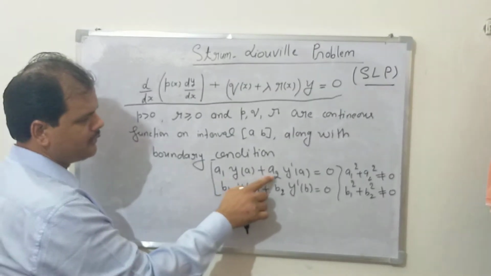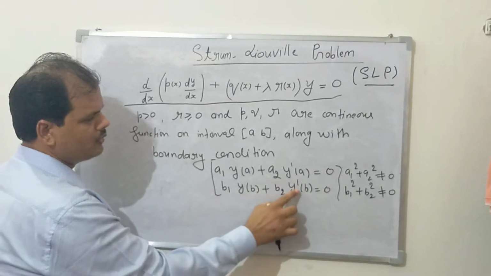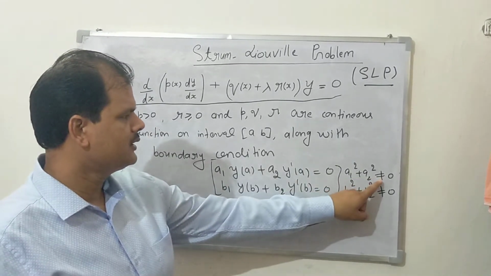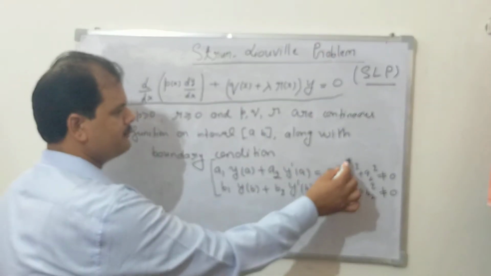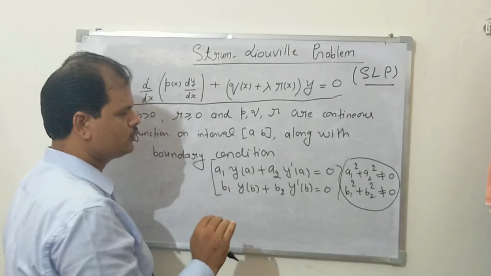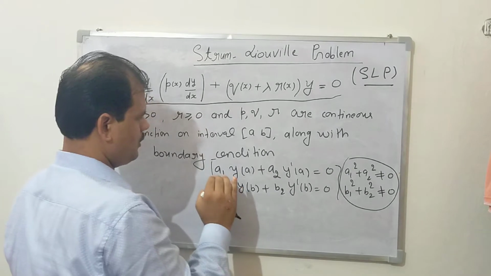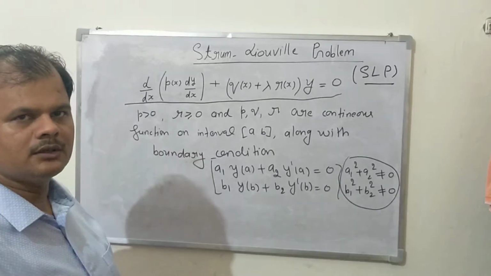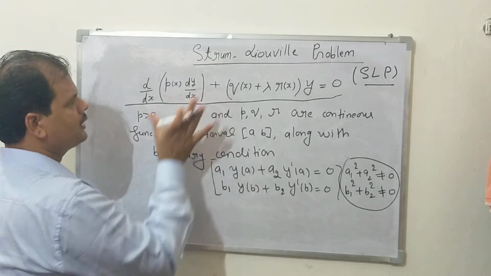a1 y(a) plus a2 y'(a) equal to 0, b1 y(b) plus b2 y'(b) equal to 0, where a1 squared plus a2 squared is not equal to 0, and b1 squared plus b2 squared is not equal to 0. The meaning of this condition is that a1 and a2 should not both be 0 at the same time. Only one can be 0, the other non-zero. Similarly, b1 and b2 should not both be 0 at the same time. So this is the boundary value problem.